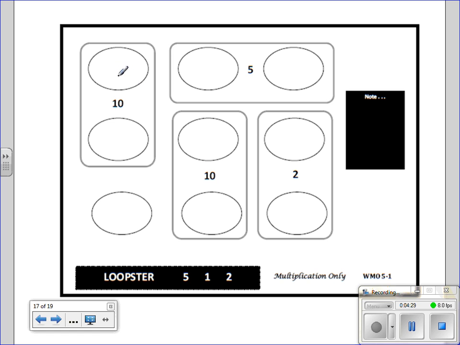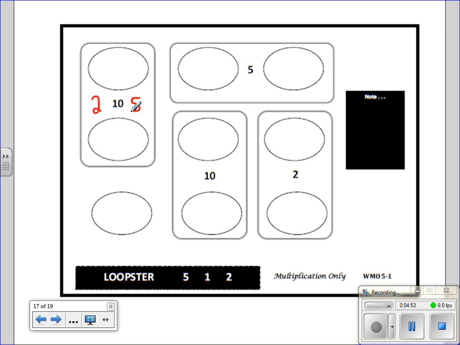So let's look up here. Looking at my 10, using the numbers 5, 1, and 2, and I can only use multiplication, what numbers do we know it's going to be? Well, you know it's going to be 2 and 5. But you don't know if it's 2 on top and 5 on bottom, or 5 on top and 2 on bottom. So what I like to do is put a little 2 over here and a little 5 over here.